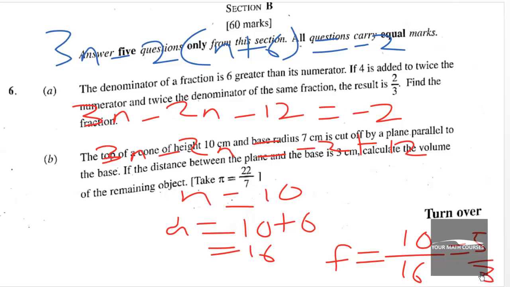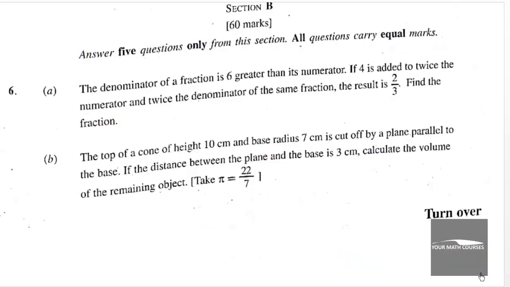Alright, so we have another question here, the B part of the question. Let's tackle that. It says that the top of a cone of height 10 centimeters and base radius 7 centimeters is cut off by a plane parallel to the base. If the distance between the plane and the base is 3 centimeters, calculate the volume of the remaining object. Take pi to be 22 over 7.